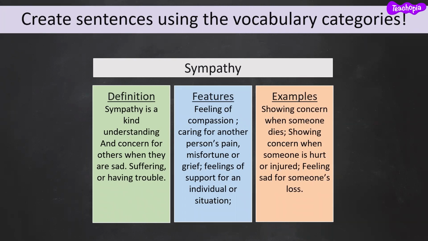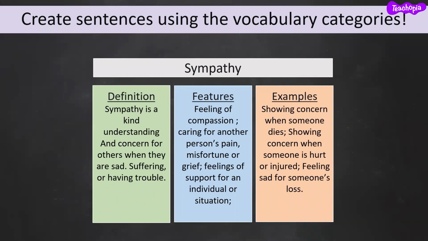Sympathy is a feeling of compassion, such as showing concern when someone is hurt. So in this sentence, what I have done is I have taken some words from the definition category, some words from the features category, and some words from the examples category and made a sentence. Let me just repeat that again. Sympathy is a feeling of compassion that is shown to someone who is hurt.